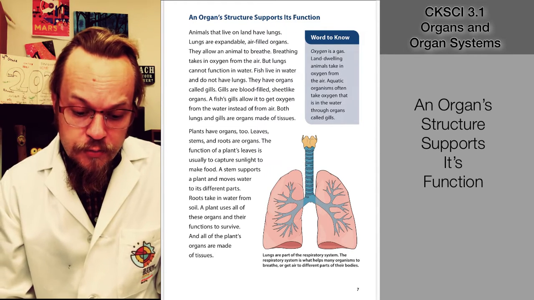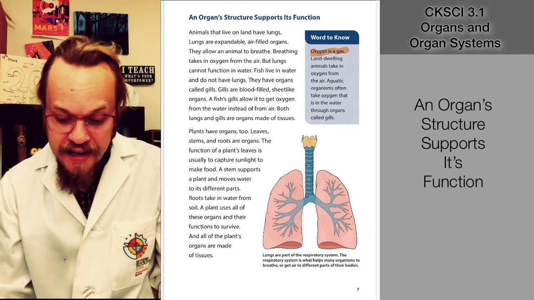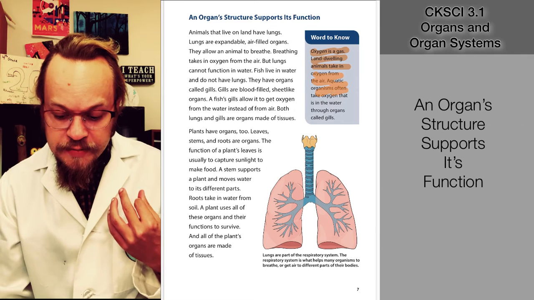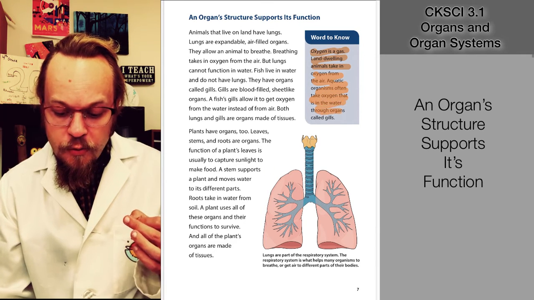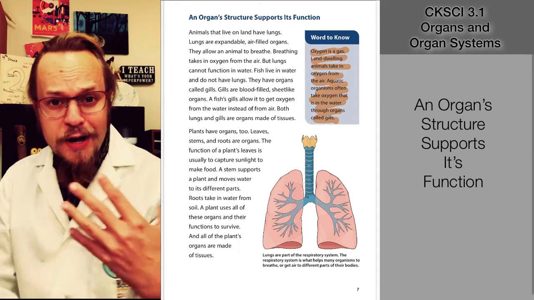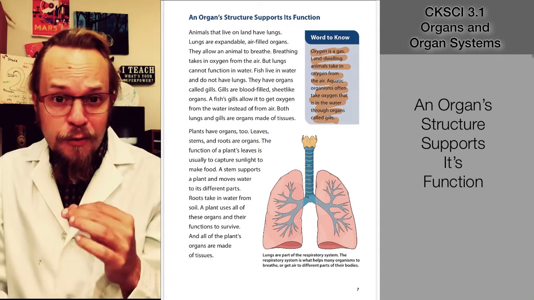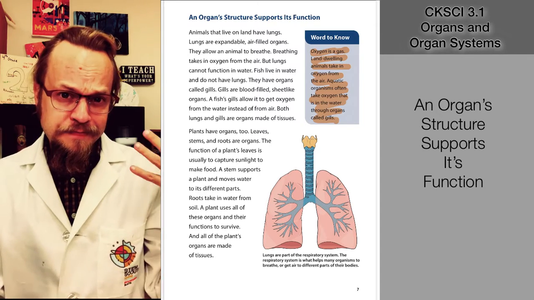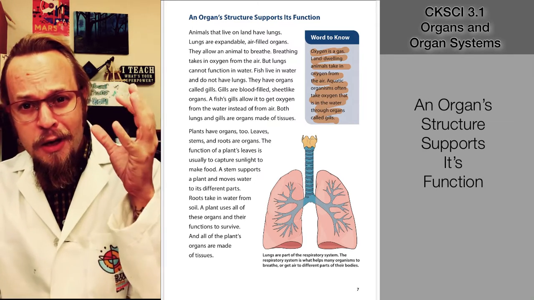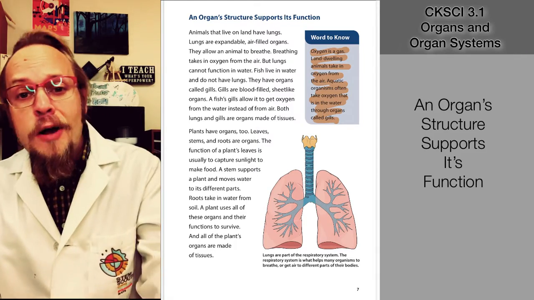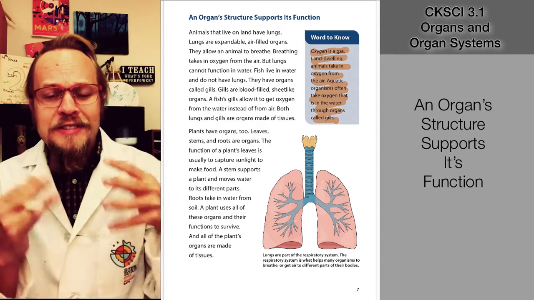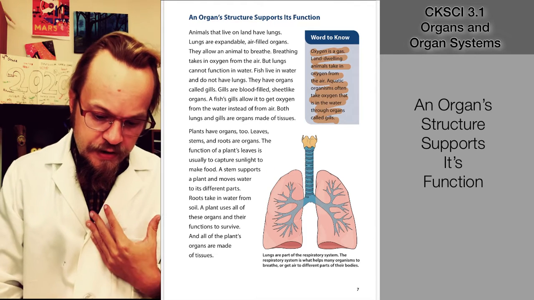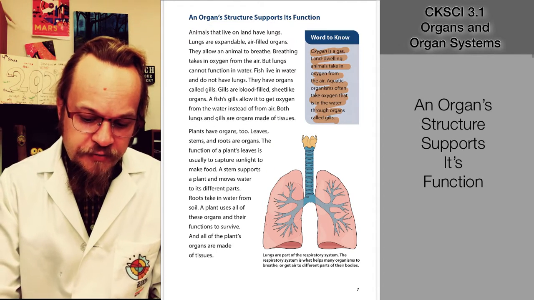So words to know: oxygen. It's a gas that land-dwelling animals take in. Oxygen from the air. Aquatic organisms often take oxygen that is in the water through organs called gills. Okay? So oxygen. It's part of the air we breathe. Not all the air we breathe. It's mostly nitrogen, but our living bodies, unless we magically turned into plants, take in oxygen. Plants take in carbon dioxide and turn that into oxygen through the whole chlorophyll process that we'll get into later.